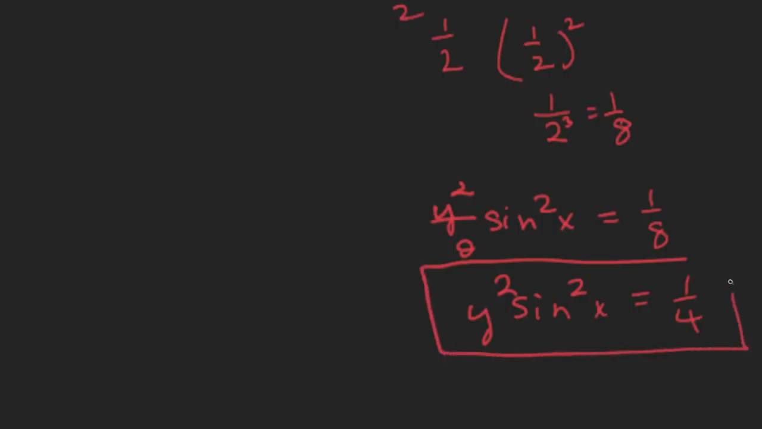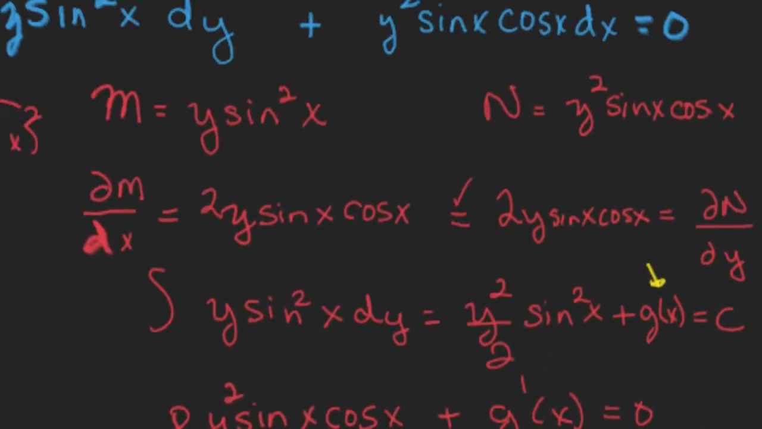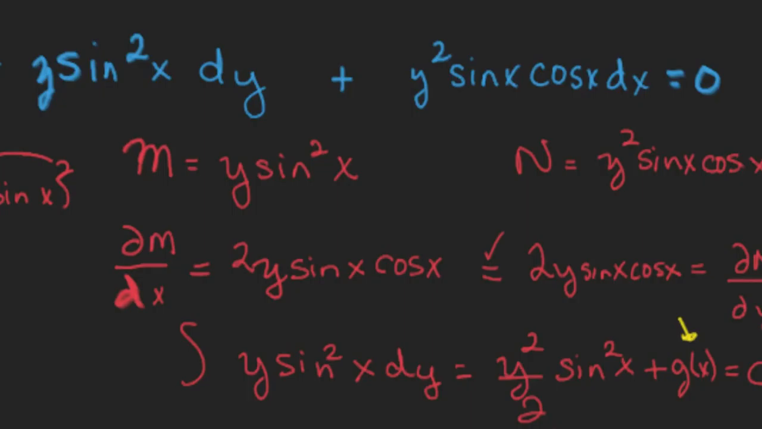Alright, so this is an example with initial conditions, and the next one will have the desired g of x or g of y not equal to 0.